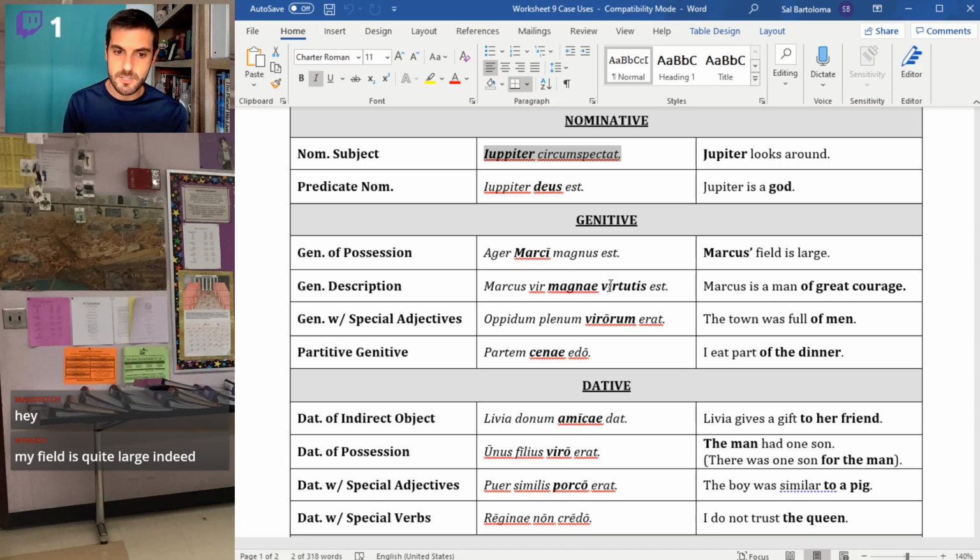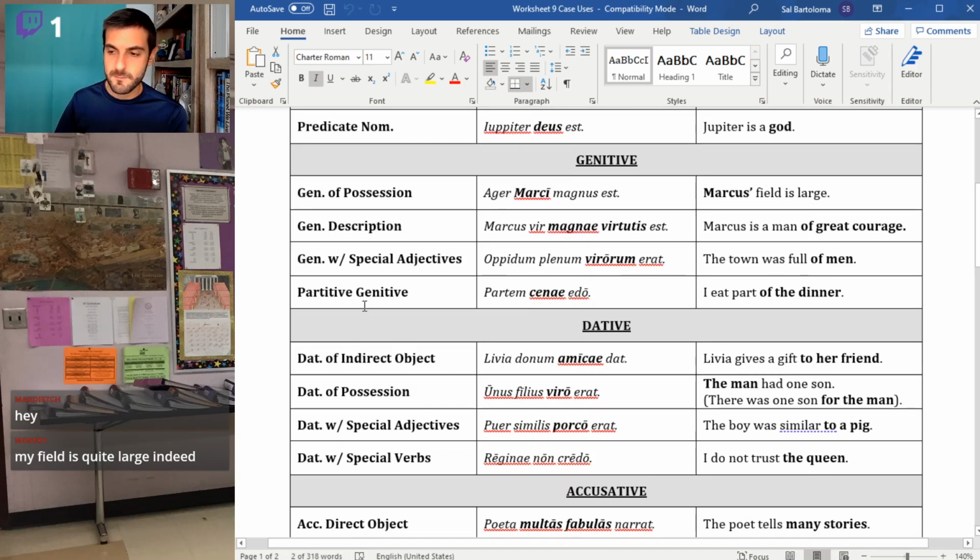Genitive with special adjectives. Some adjectives just like hanging out with genitives, right? So for instance, the adjective plenus, which means full. If you're full of something, that of word is going to go into the genitive. So the town was full of men, right? That would be a situation where you would have a genitive.